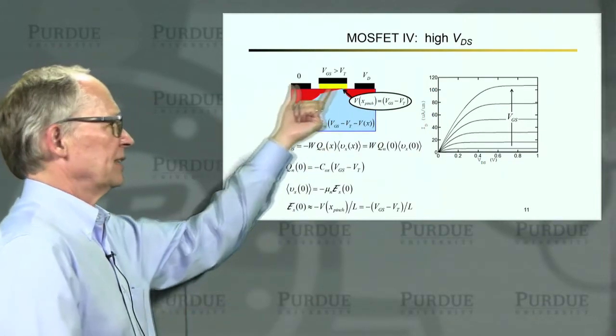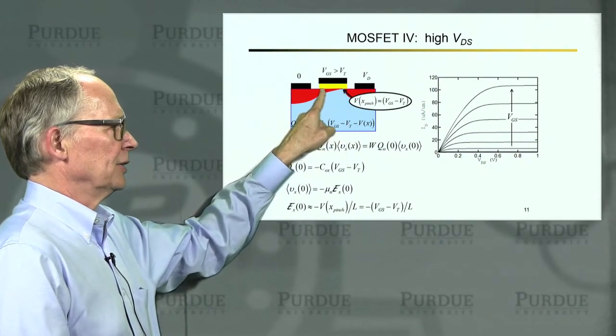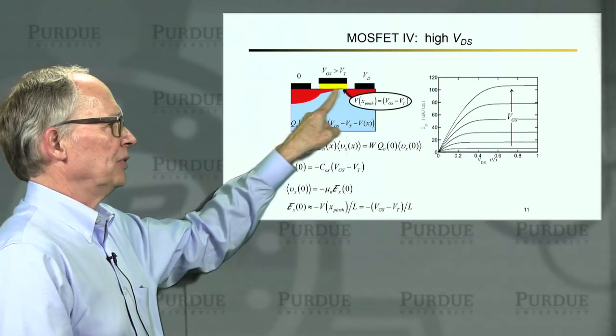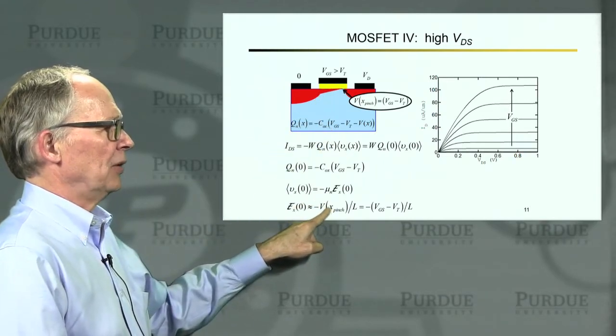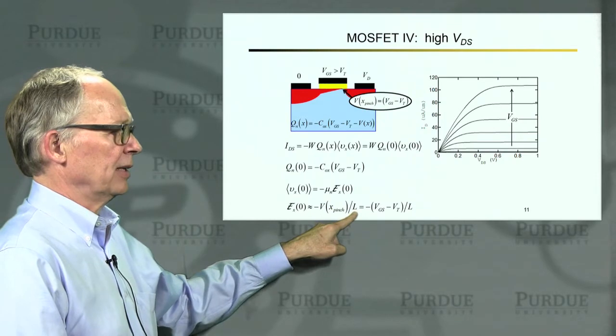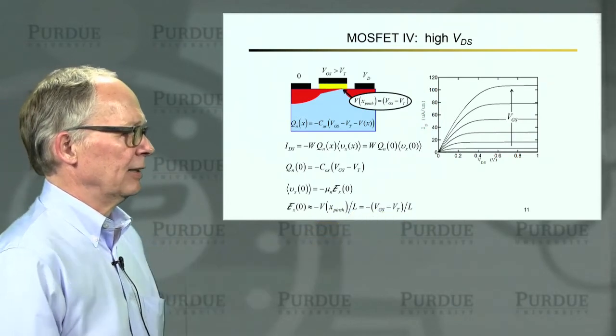So the voltage across the channel, at this end, it's VG minus VT. At this end, it's 0. The distance is about the length of the channel, just a little bit shorter. So the electric field is about the voltage at the pinch-off point divided by the length of the channel. That's minus (VG minus VT) divided by L.